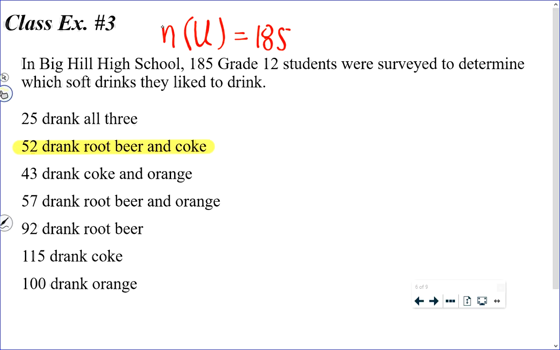When we talk about this statement, 100 drank orange, there is no reason why we should believe that 100 drank only orange. Some of those 100 might drink only orange. Some might drink orange and Coke only. Some might drink all 3. Some might drink orange and root beer only. And for this reason, when you analyze these Venn diagrams, you always want to work from the center.